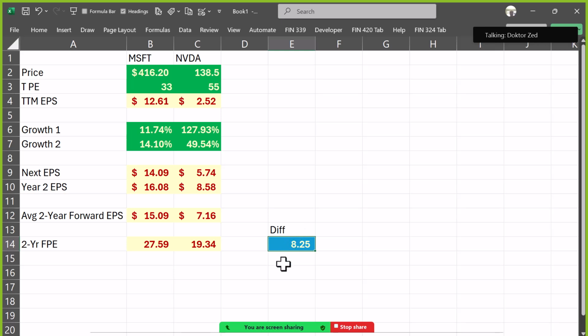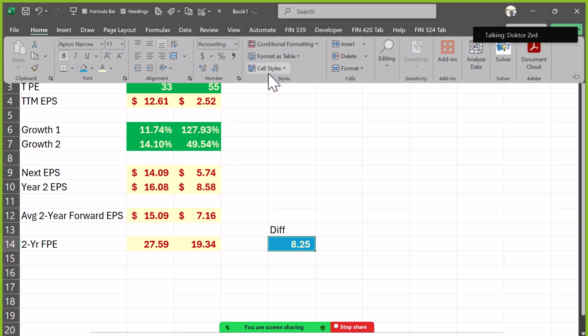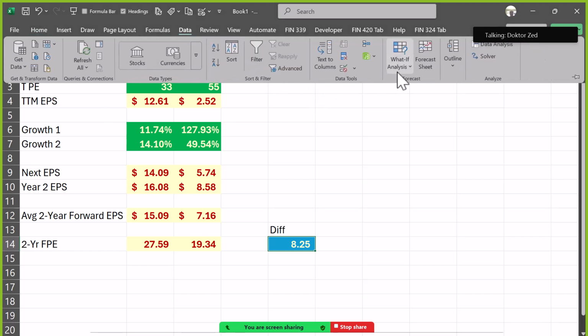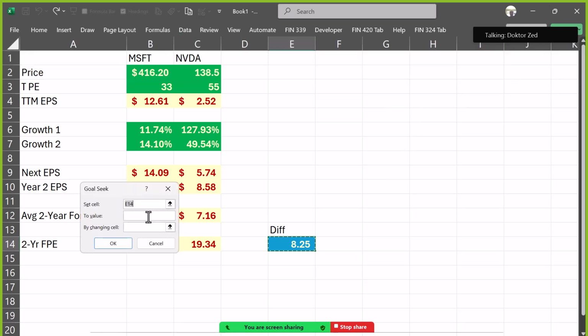Letting the Microsoft price remain the same, I'm going to calculate the price for NVIDIA that would make their 2-year average forward PE the same. Of course, we can also calculate it directly, but you know me, I'm a civilized person. However simple it is, I like letting Excel do the algebra for me. So I'm going to solve this diff to be 0 by changing the NVIDIA price. Home, not home, Data, What-If Analysis, Goal Seek, to value 0 by changing NVIDIA price.